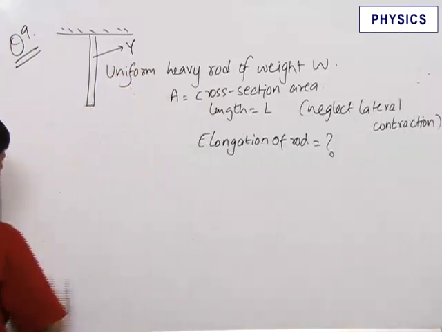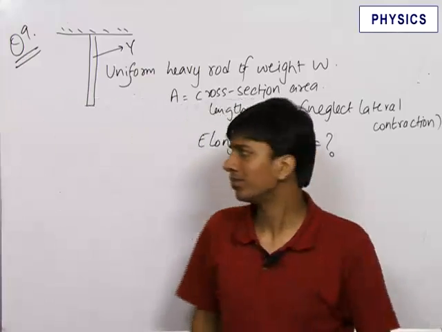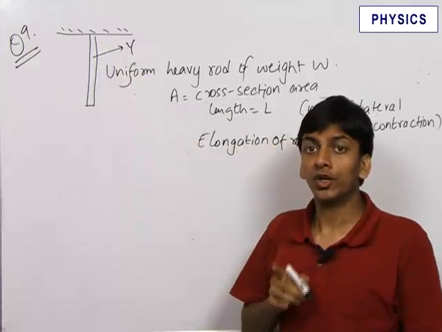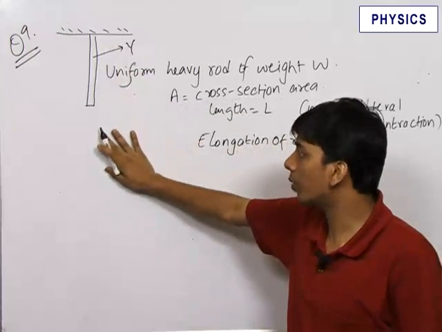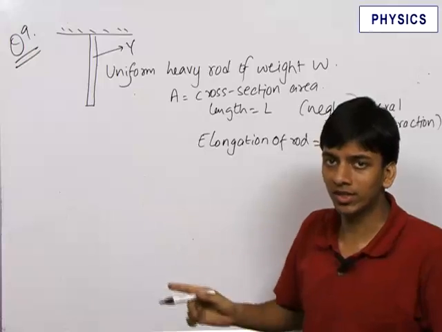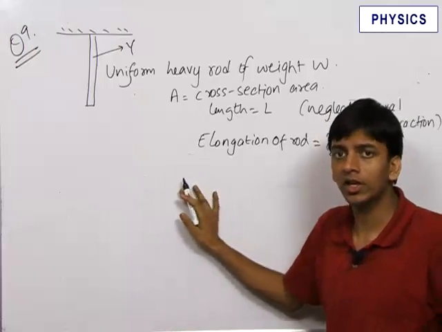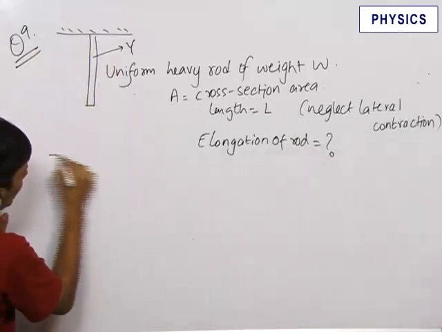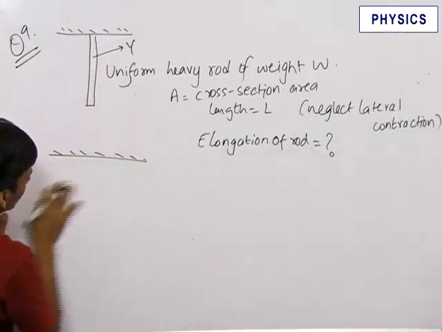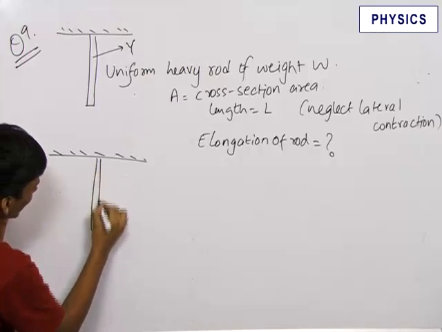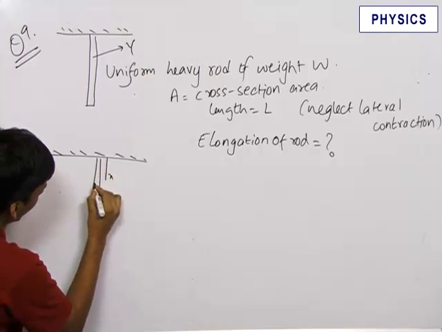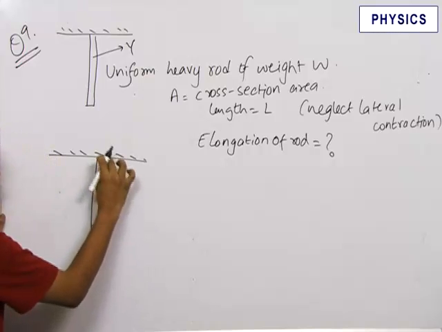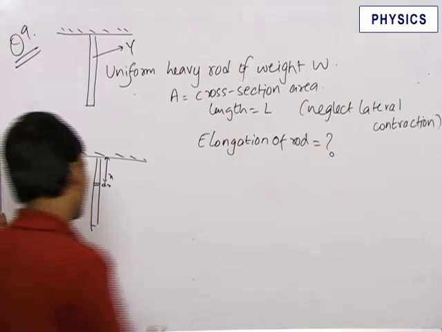For that, the first thing we should realize is that in this question, the tension throughout the rod will not be the same, due to which we cannot directly apply the formula of Y is equal to stress upon strain to find out the total strain and the total elongation. So what we need to do is integrate over the whole length of the object. So let us consider an element of thickness dx at a distance x from the top.